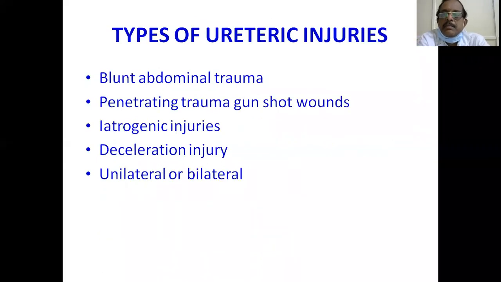As I said, blunt abdominal trauma, penetrating trauma or gunshot wounds, iatrogenic injuries by gynecologists, urologists and general surgeons, deceleration injury, and another important thing is this injury can be unilateral or bilateral. If it is unilateral, it may go unrecognized, but in bilateral injury, the patient presents with anuria, which is a very devastating post-operative condition.